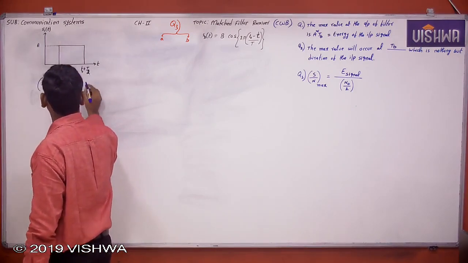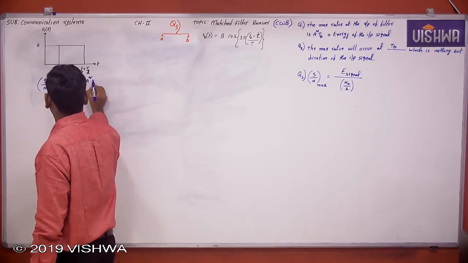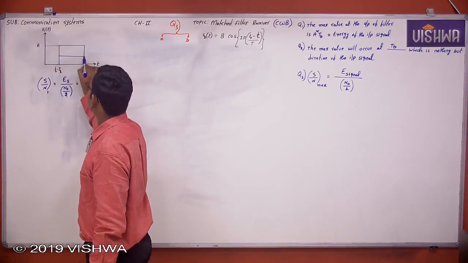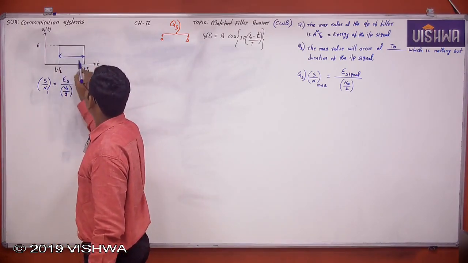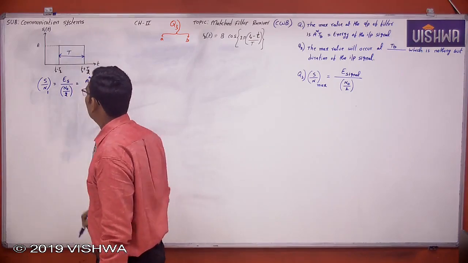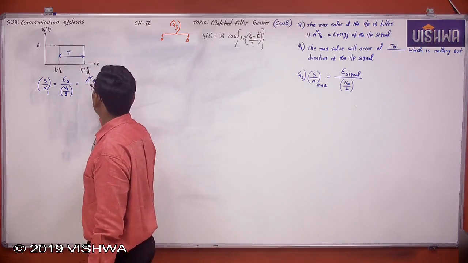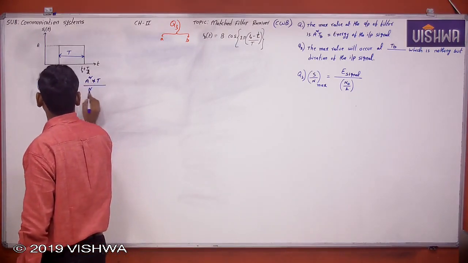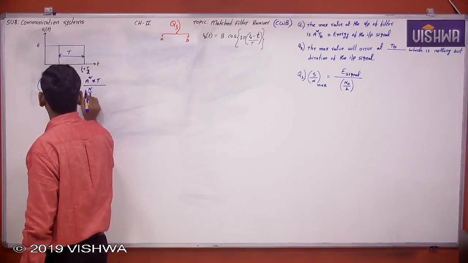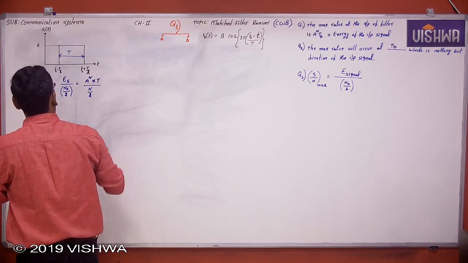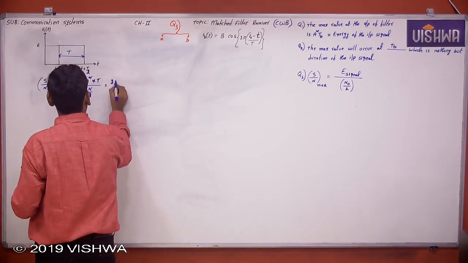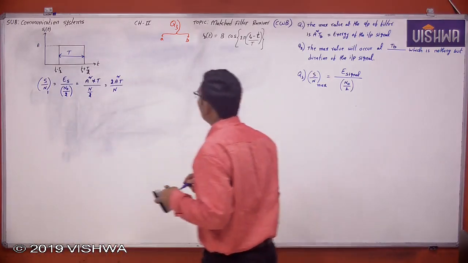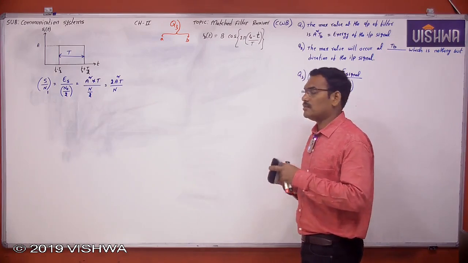Energy of the signal is nothing but power into time. What is the time? This is the time, which is nothing but T by 2 plus T by 2, which is T. Now divided by the noise power spectral density, which is given as N by 2. So finally, this is 2A square T by N naught, or N. Now this is the signal to noise ratio of the first matched filter.